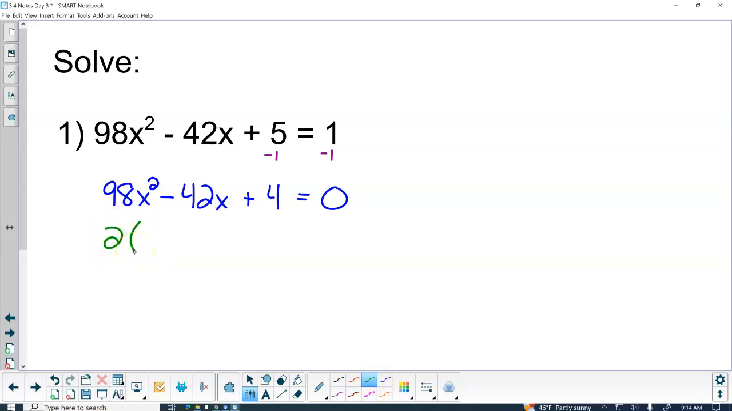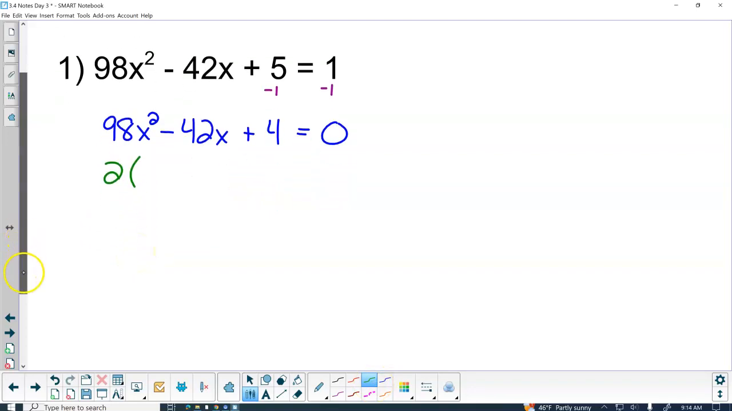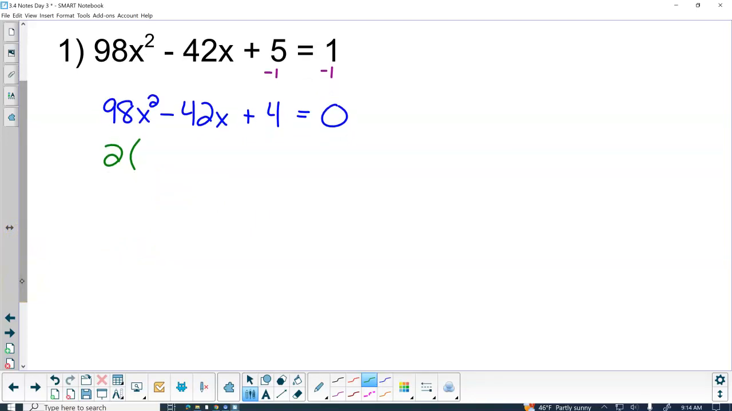What's going to be left over then? 98 divided by 2. 49. 42 divided by 2. 21. 4 divided by 2. 2.